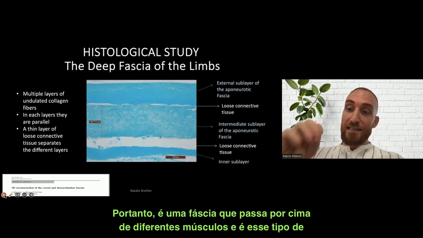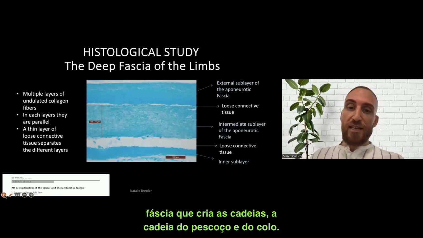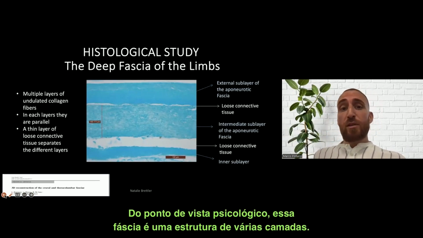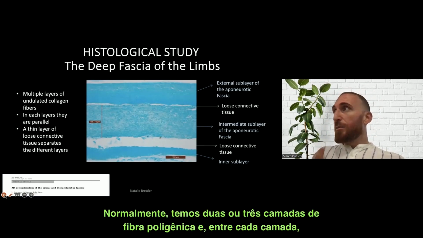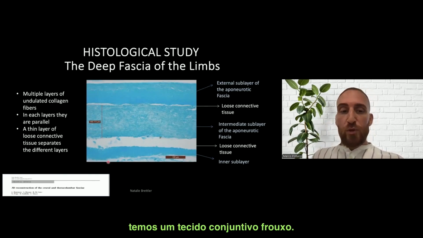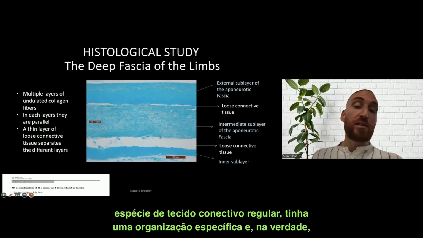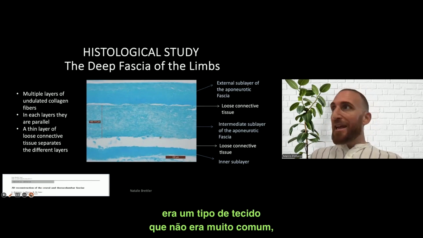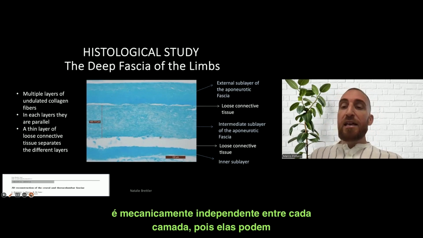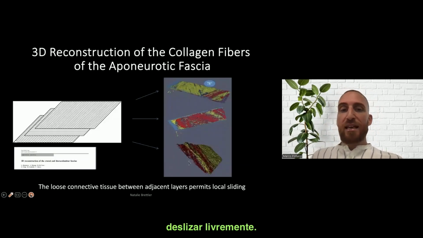This type of fascia creates what are the chains, the myokinetic chains. From a histological point of view, this fascia is a multi-layer structure. Usually we have 2 or 3 layers of collagen fiber, and between each layer we have loose connective tissue. In a certain way, this type of fascia, which for a long time was considered a sort of irregular connective tissue, has a specific organization and is actually mechanically independent between each layer because they can glide freely.